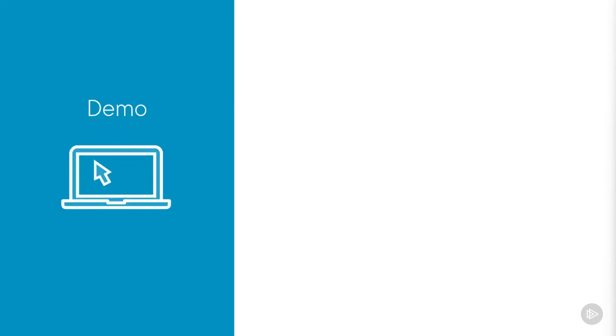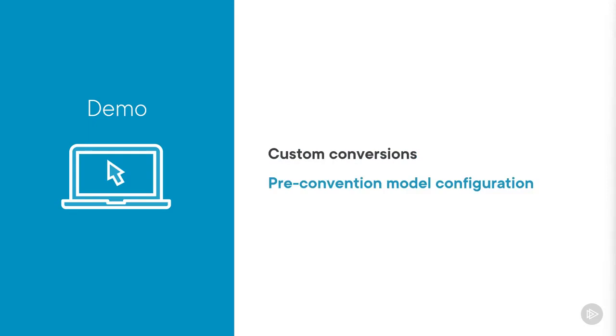In the upcoming demo, we'll be working with custom conversions and looking at how we can use pre-convention model configuration to create a conversion that is used on all properties that have a specific type. To implement this, we'll return to the configuration that we did in the previous module where we set up a maximum length on some of the string properties using data annotations.